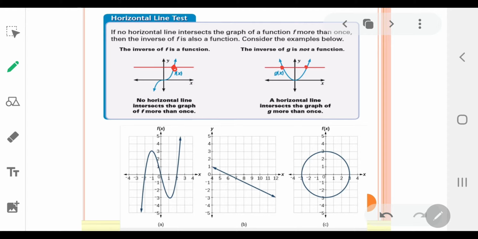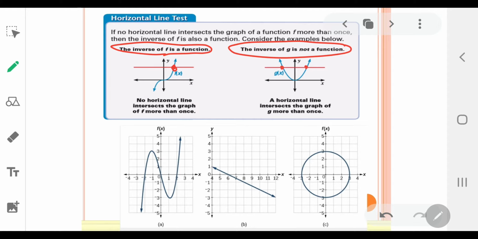Again, we use the horizontal line test to determine whether the inverse will be a function or not. In the first one, it crosses in 1 point only, so we can say that the inverse is a function. While in the next one, the function g of x, when we graph a horizontal line, it crosses in more than 1 point, so we can determine that the inverse of g is not a function.